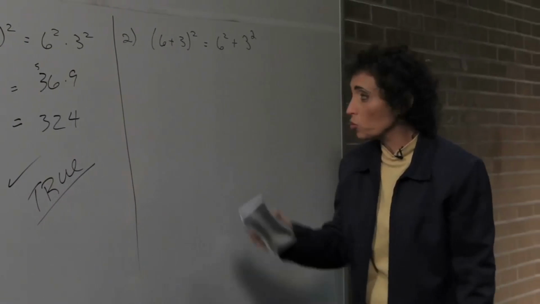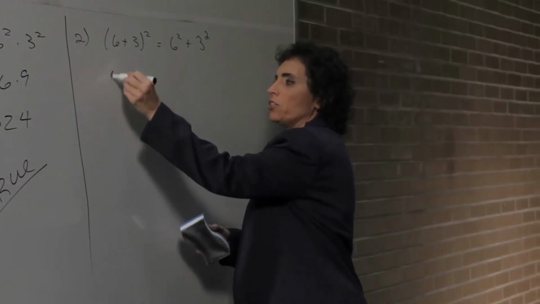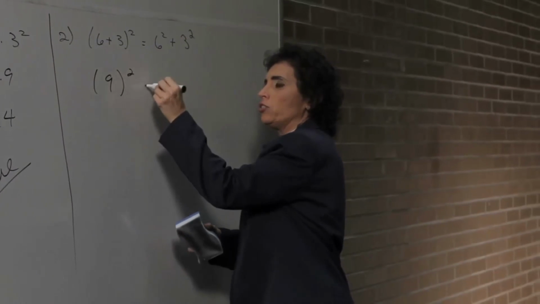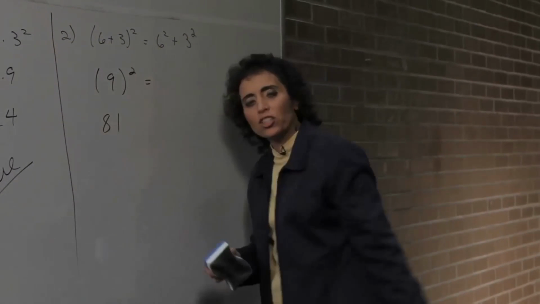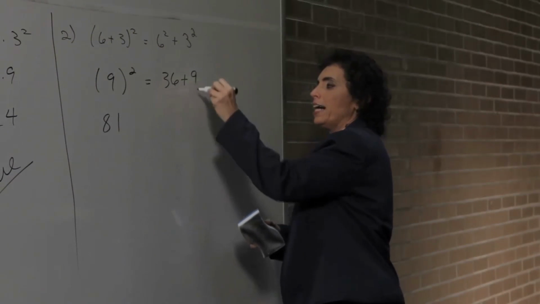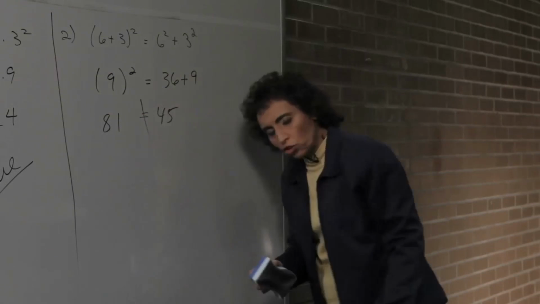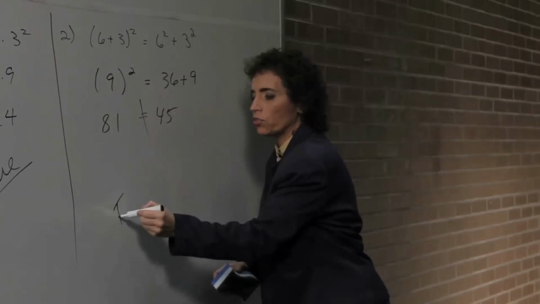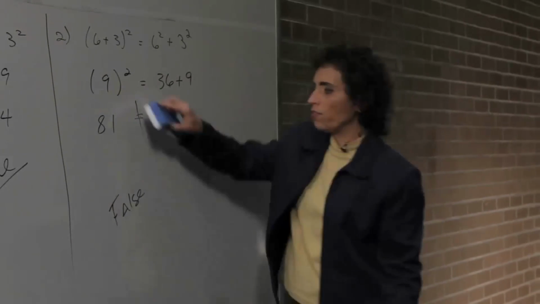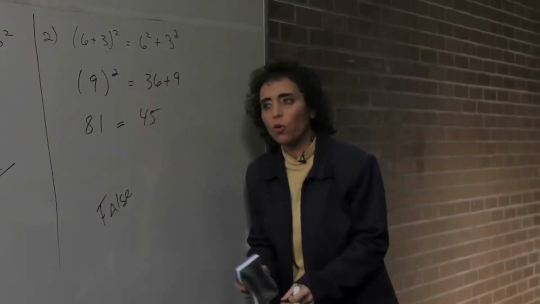Ready for this one? This one's a little easier, a little less math. Okay. 6 plus 3 is 9. 9 squared is 81. I could do that in my head. 6 squared is 36 plus 9. 36 plus 9 is 45. That is not true. So that is a false statement. 81 equals 45 is a false statement.